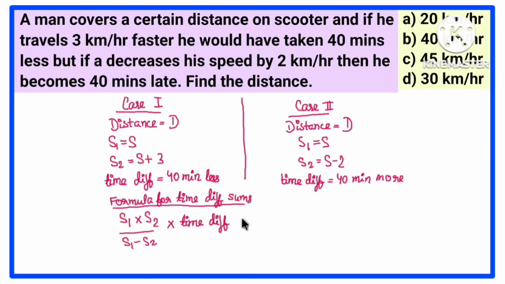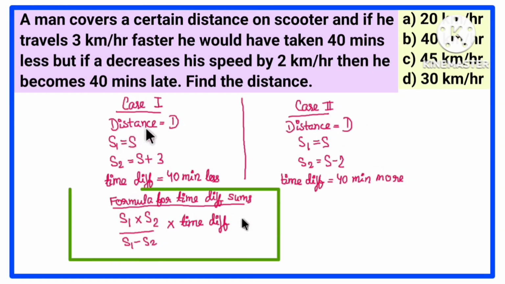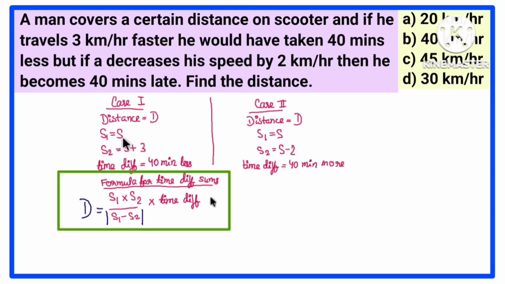Now my dear students, in the previous class we have already learned when distance is constant and time difference is given, we can write the formula of distance as distance equal to s1 multiplied by s2 divided by the difference of speed, that is the bigger one minus smaller one. Whatever you are getting with that, you need to multiply the time difference. So here, based on case 1, let us find out the distance. So based on case 1, the distance will be s1 into s2. Here s1 is s multiplied by s2, that is s plus 3, divided by bigger speed minus smaller speed.